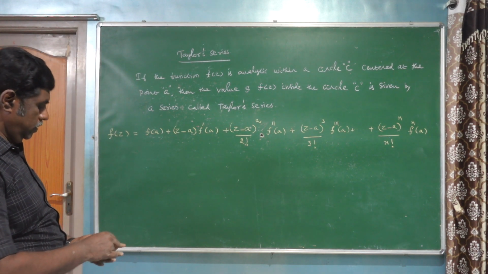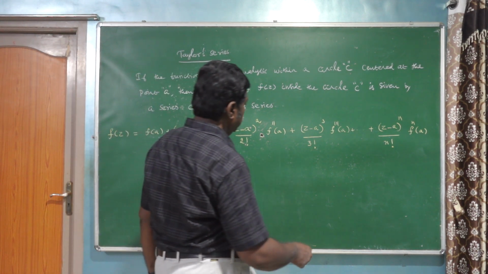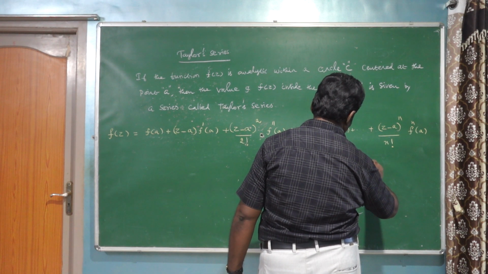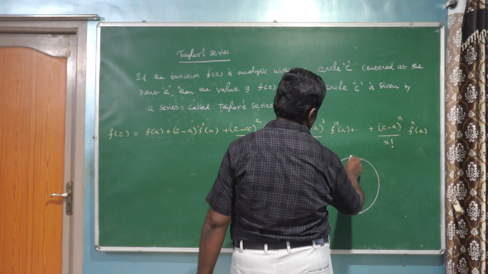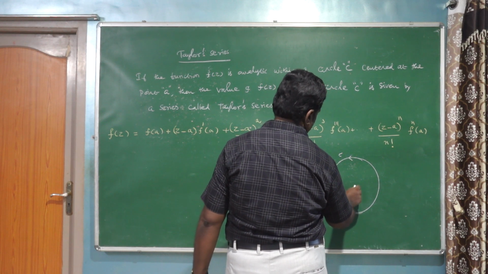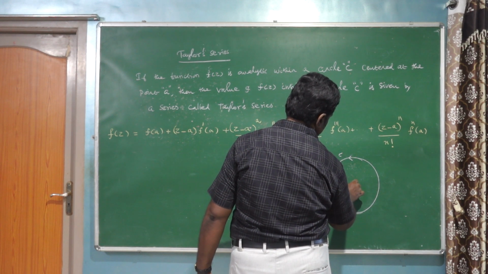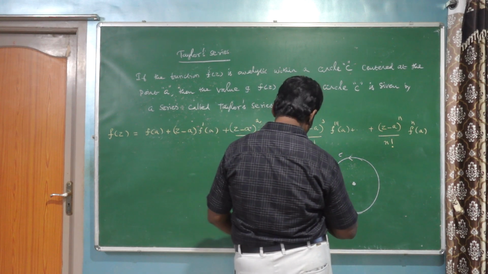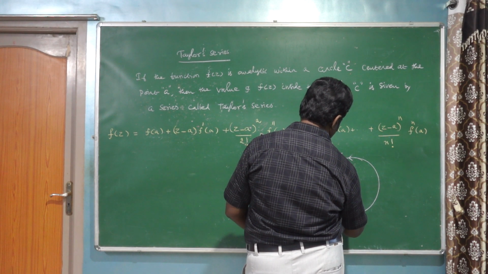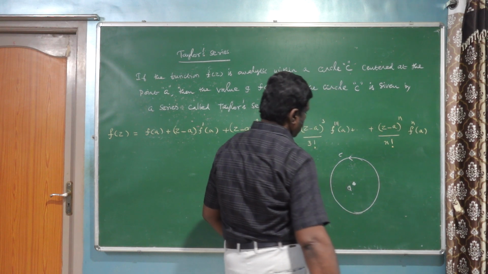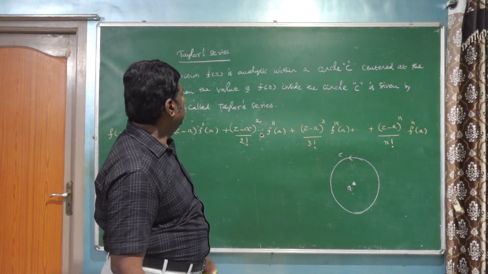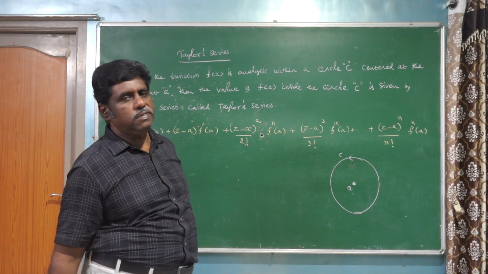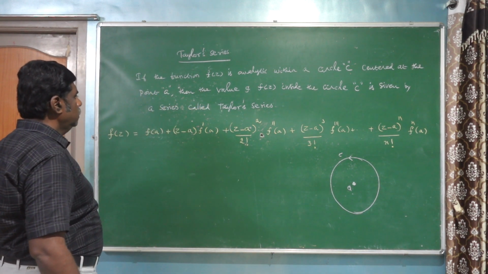To understand this, we should draw a circle C. Say this is a circle C with the center at the point A. Within this circle C, the value of f of z is given by the series called Taylor series.